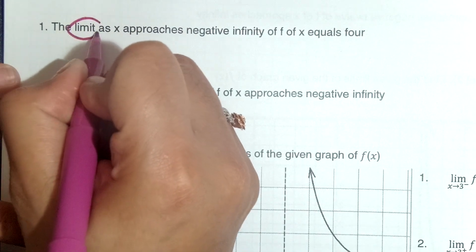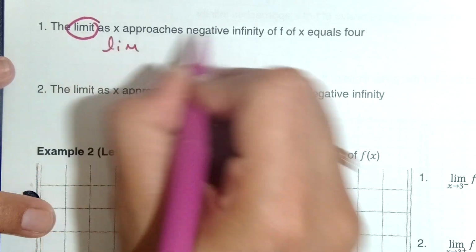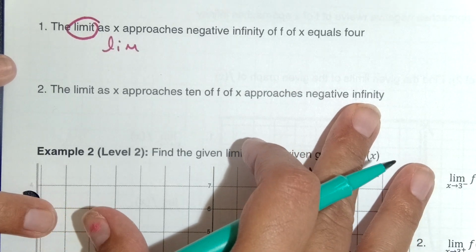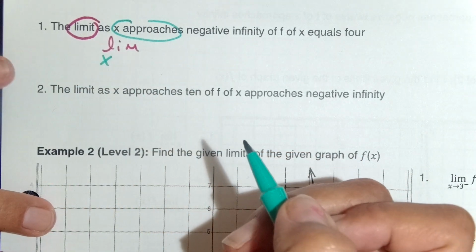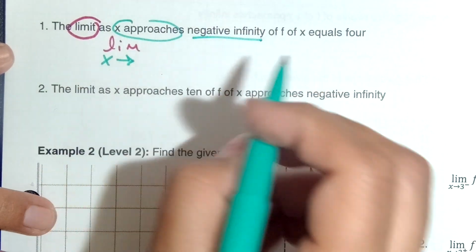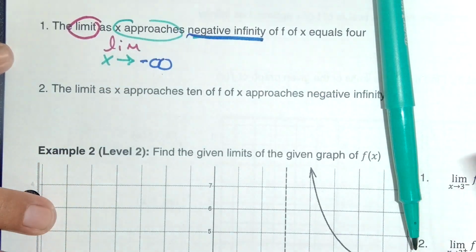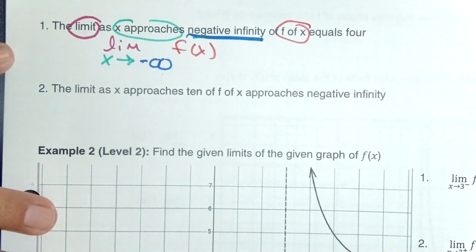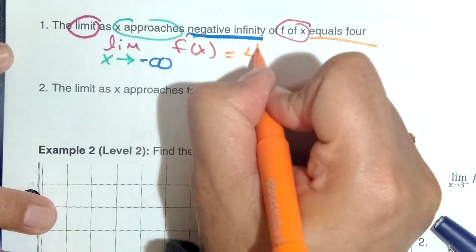What is the abbreviation for limit? LIM. Very good. Any questions on that? I'm going to go a little bit faster on this part. X approaches. What is the sign for approaches? Arrow. Negative infinity. Negative infinity is just negative infinity. Questions so far? No. F of x. F of x equals 4. Equals 4. Questions?